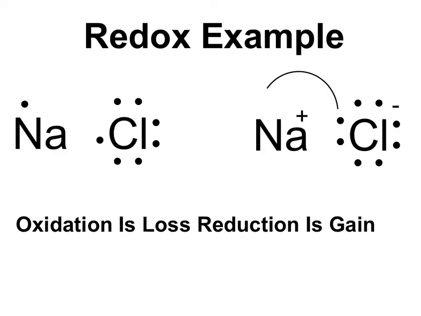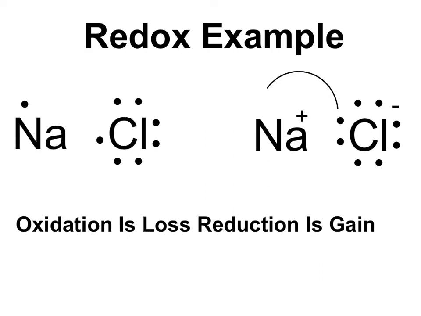This example is the formation of sodium chloride compound from sodium and chlorine atoms. Remember, because nature loves stability, sodium and chlorine atoms both want to have an octet of valence electrons to fill their outer electron shell. To do this, sodium gives up its valence electron to chlorine, as shown here, and that forms an ionic bond.